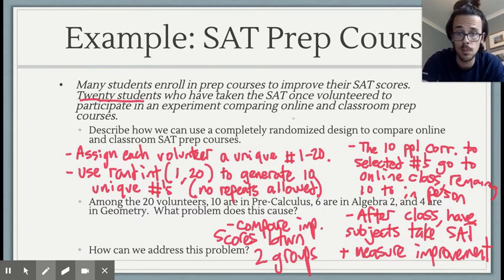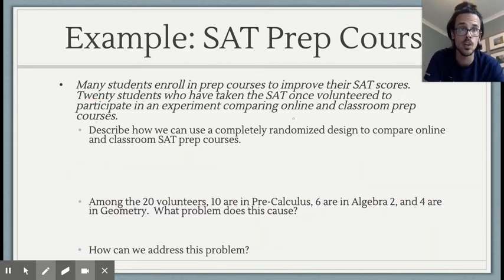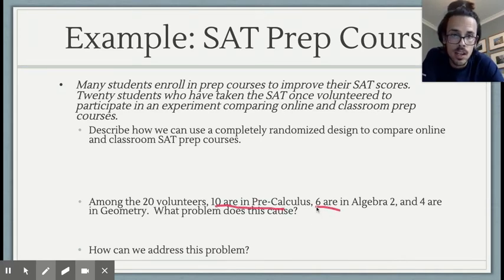This is where you pick up to talk about our new concept of blocking. So what we just finished diagramming right there, it was just written on the screen, is an example of a completely randomized design. But the issue with this design, in our little fictitious problem about the SAT, it turns out that out of those 20 people who volunteered to be in our study, they were in different math classes. 10 of the kids were in pre-calc, 6 were in algebra 2, and 4 are only in geometry.